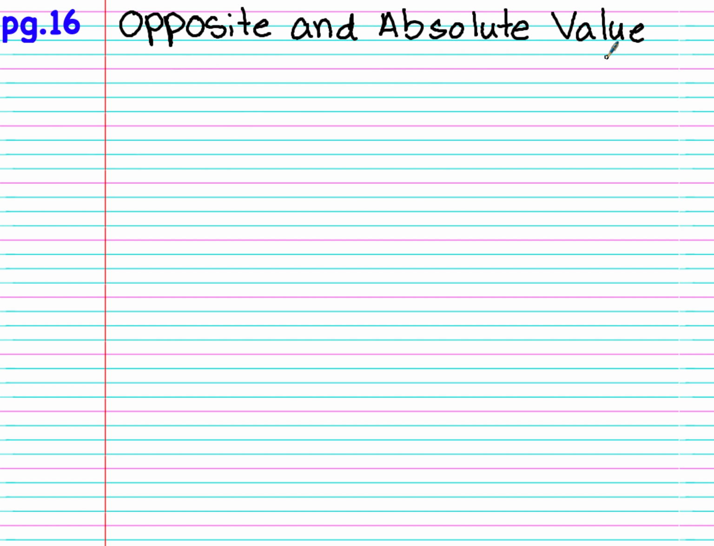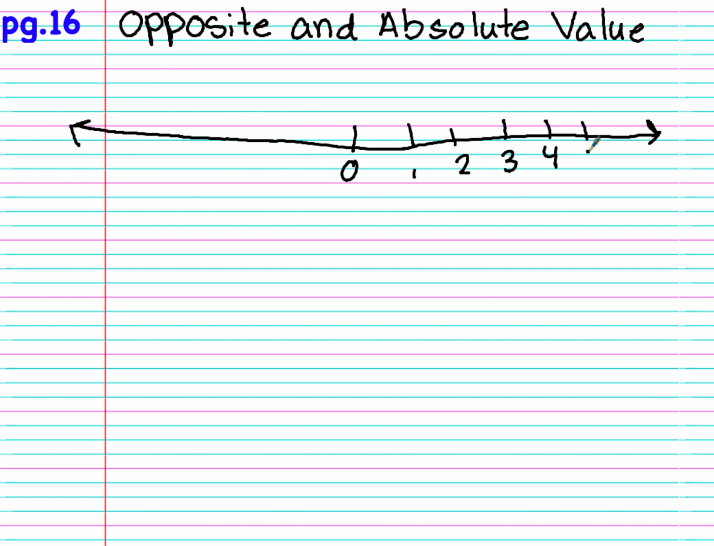Okay, and then you are going to skip about 1, 2, 3 lines. And you're going to draw the best you can a number line. You're going to start at 0, 1, 2, all the way until you get to the end. Mine stops at 6. If yours goes a little bit longer, that's fine.